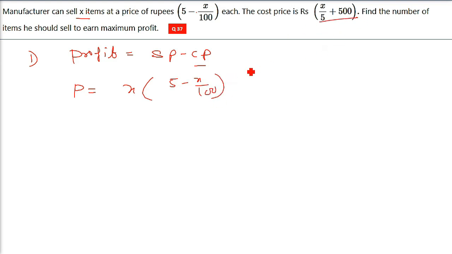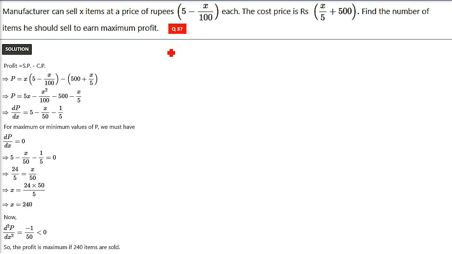What is the cost price? It is X by 5 plus 500. This X by 5 plus 500 is going to be your cost price. Now this differentiation is quite easy. You can just differentiate, equate it to 0, you will get X. Try to show the examiner that D2, that is double differentiation, you have also done, and that is going to be negative, indicating the maximum profit. And any problem, just let me know, we can discuss this further.